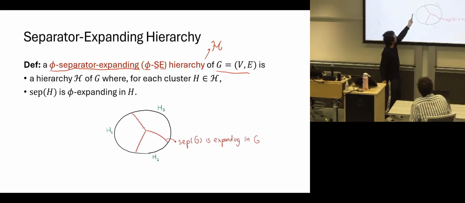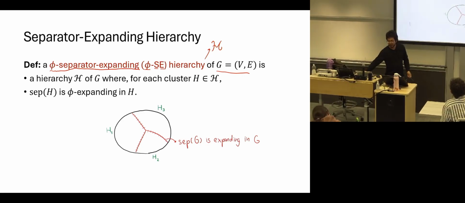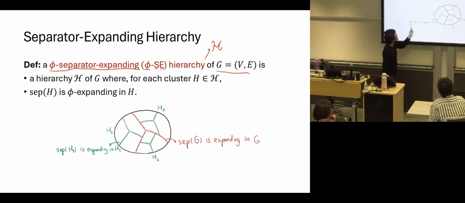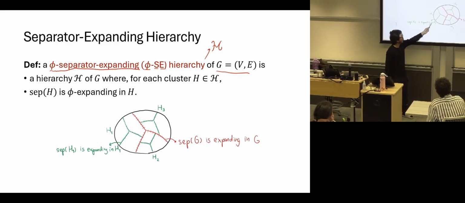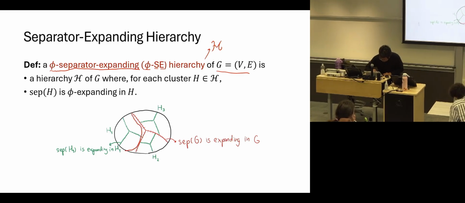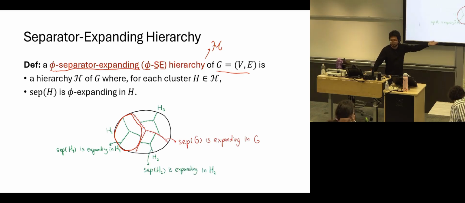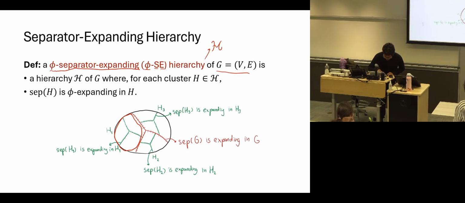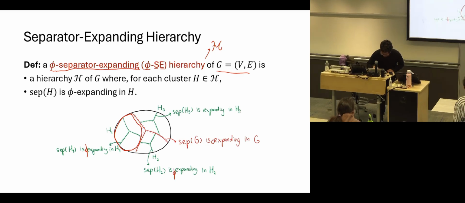Now you get children H1, H2, H3. Each of these will have a separator. This separator of H1 is expanding in H1, just inside H1. And this is true for each child. When you say expanding, what would be the phi here? Oh, phi, yeah. This is all phi expanding.